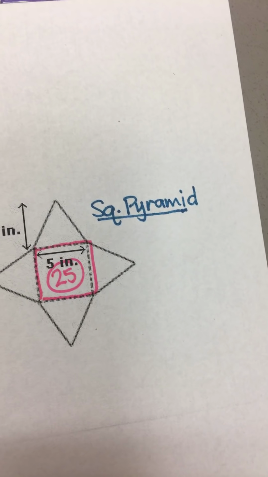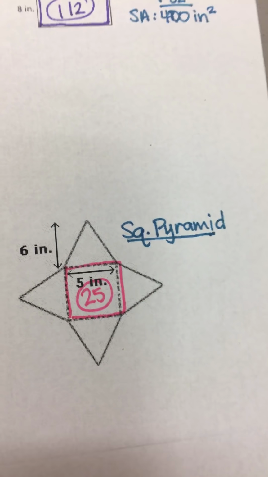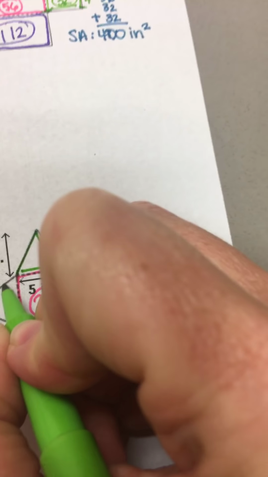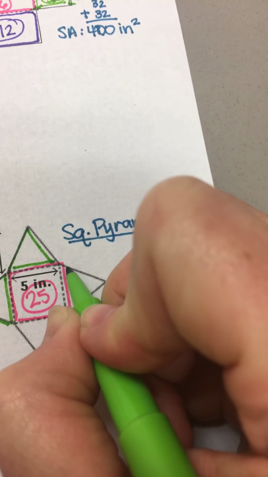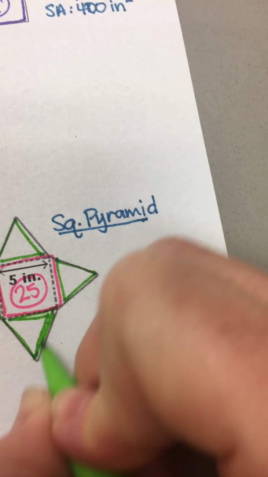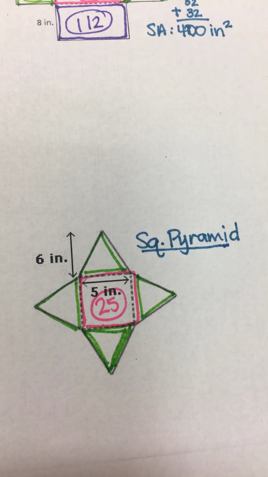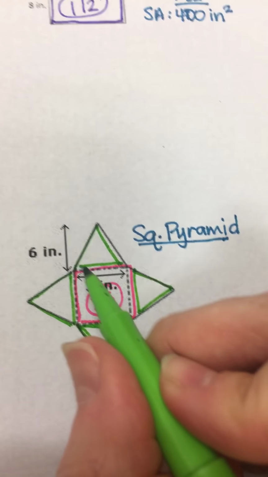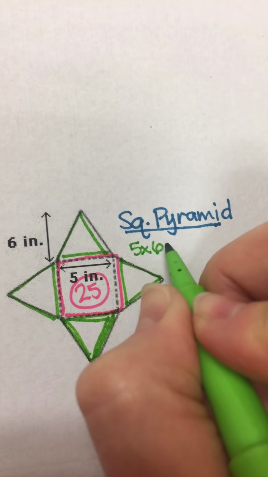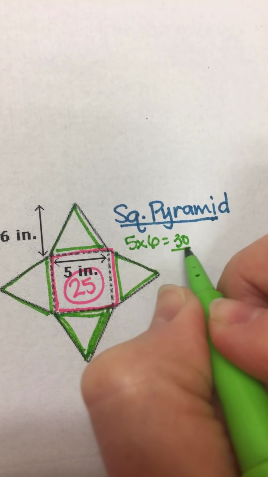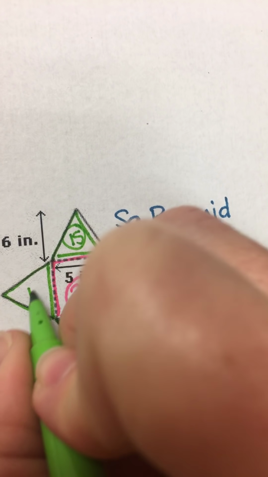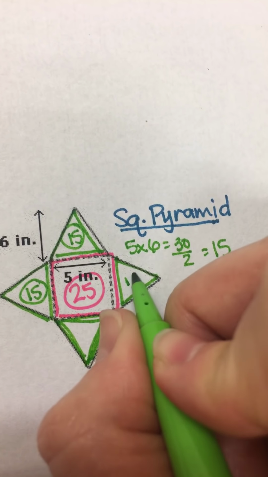That was easy enough. Now we're going to go to the next part, which it appears that we have 4 congruent triangles, so all of these are the same. To find the area of a triangle, we do base times height, and then we divide by 2, so we're going to do 5 times 6, which is really simple. That's 30, and then 30 divided by 2 would be 15. So each of these little triangles would have an area of 15.